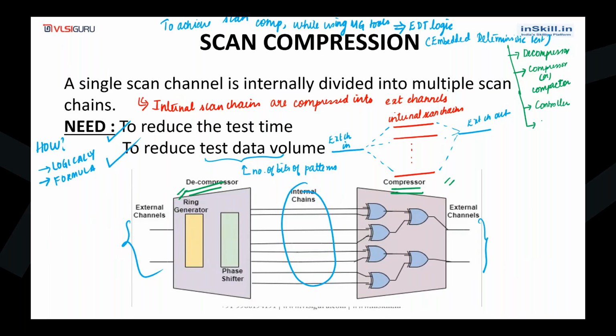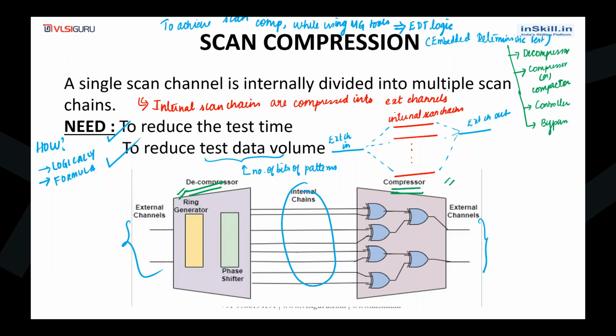And you will be having the bypass logic. I have not represented everything here. I've just shown only the decompressor and compressor components alone. When we do the course, I will show you the EDT structure with all these components present. As of now, I've just shown only the decompressor and compressor. When we do the course, we will try to understand the complete EDT logic structure.